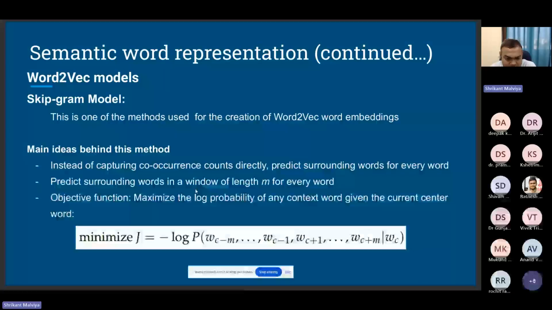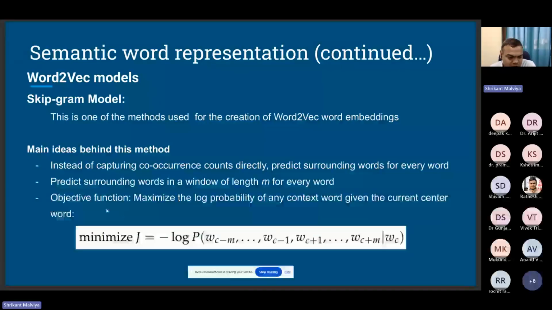You can also set the length of the window. You can choose two words previous and two words next, or only one word previous, or only one word next. So it's up to you. You can set the length of the window to 5, 7, or whatever.